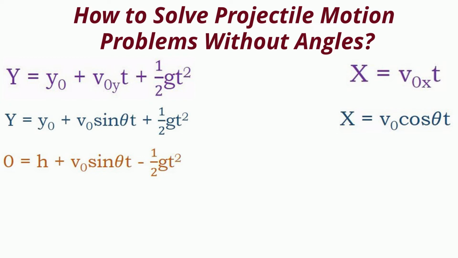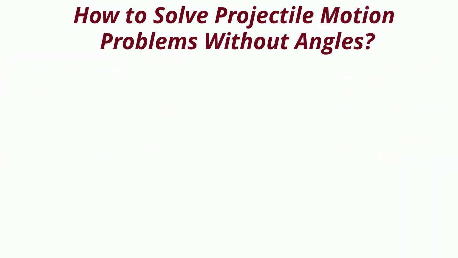Assuming that time t is not specified, then rearrange the equation of x, which becomes t is equal to x upon v0 cos theta. We will again substitute the value of t derived from the equation of x into the equation of y, and the formula now becomes something like this.